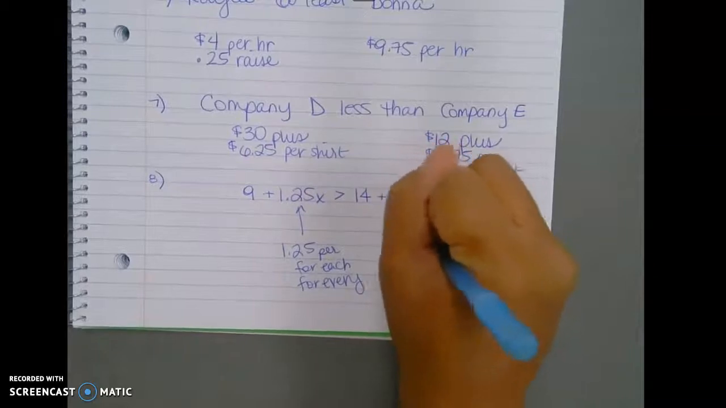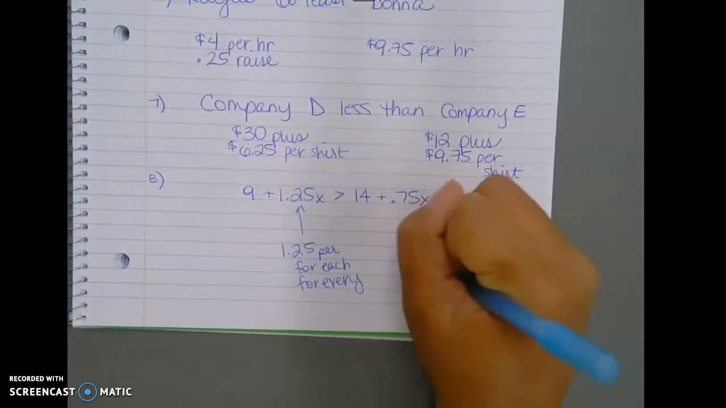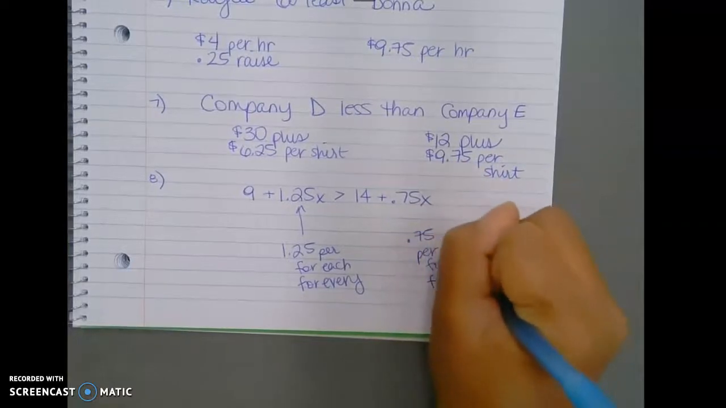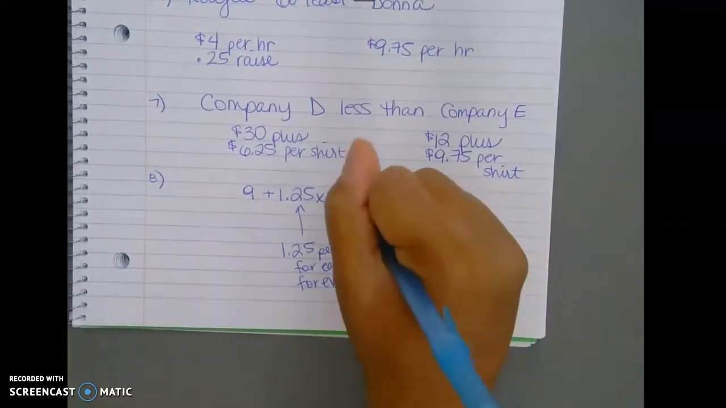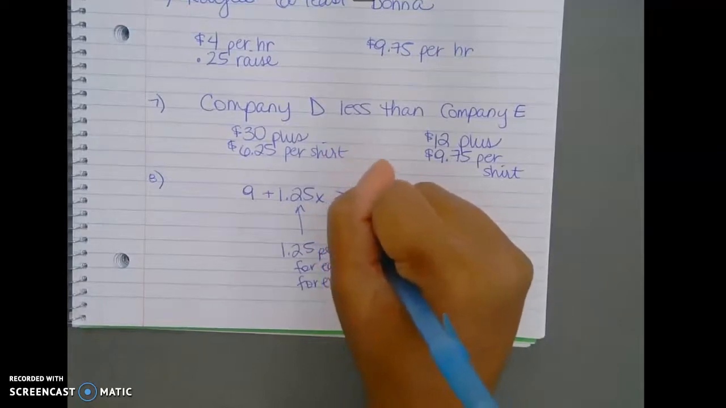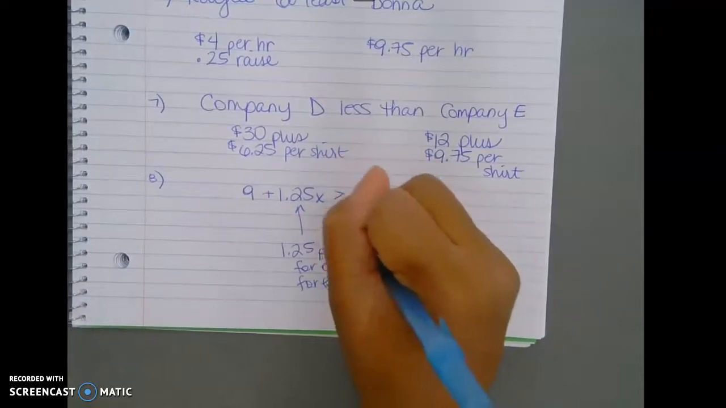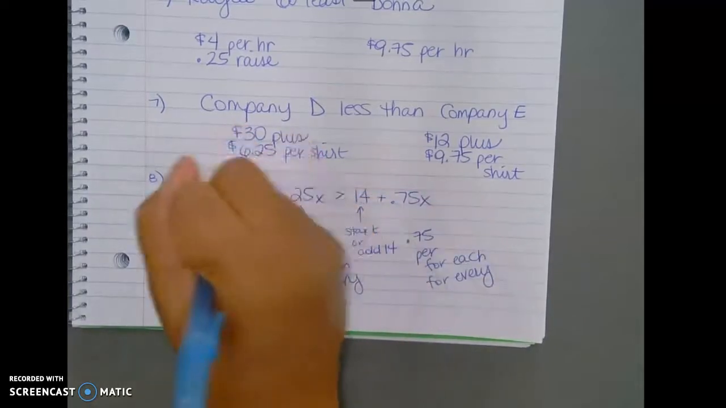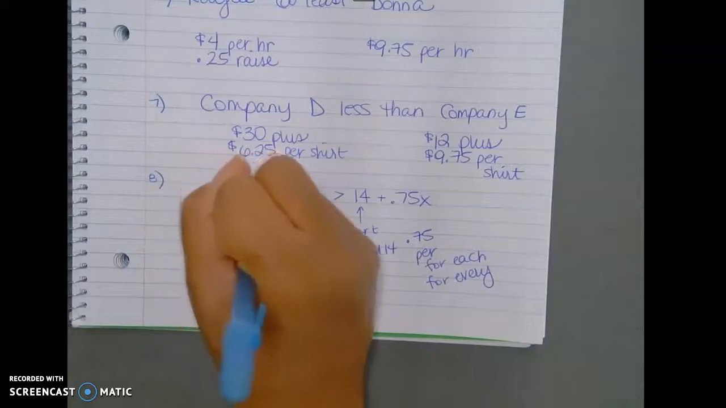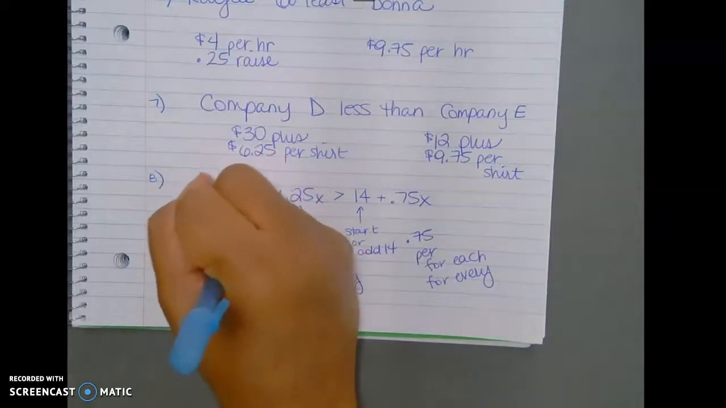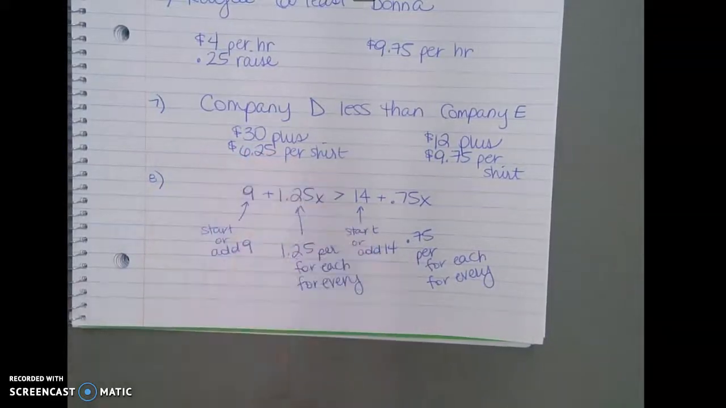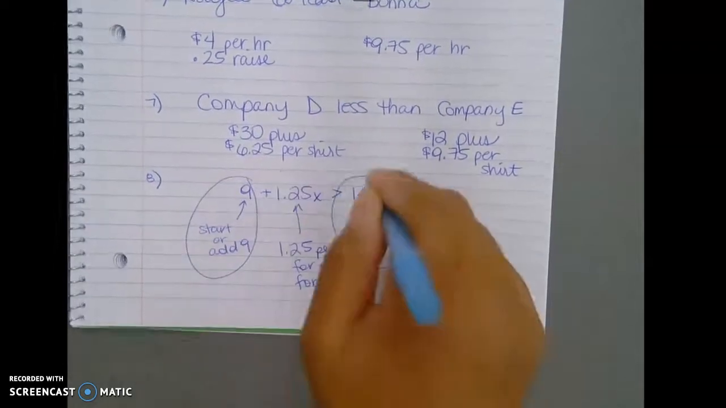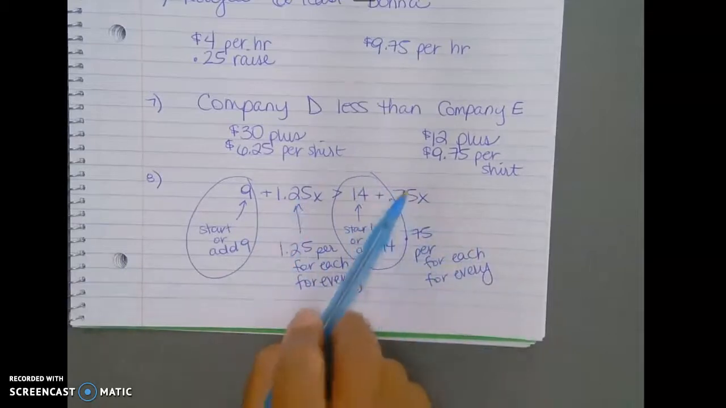and this is where we need to see 75 cents per, for each, for every, and then we need to start with a 14 or add 14, and here we need to start with a 9 or add 9. Okay, so these are my initial fees, and then this is what the rate is being added to it.